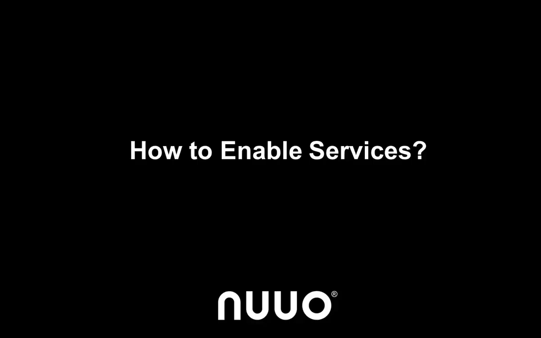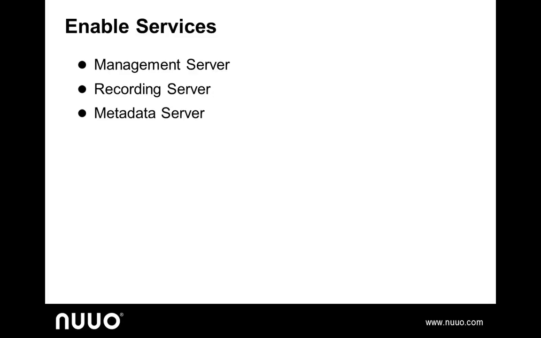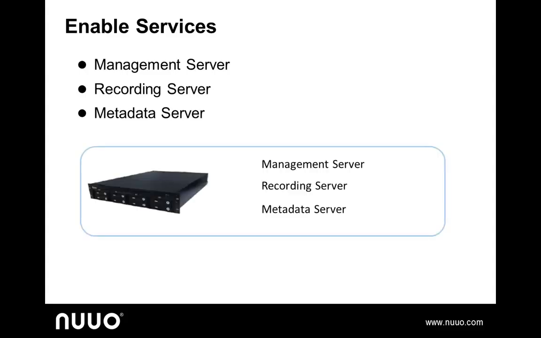Now that the basic settings are done, let's see how to enable services on Titan. There are 3 types of services: Management Server, Recording Server, and Metadata Server. To facilitate all your needs and project requirements, Titan offers full flexibility and cost-effective solutions by allowing the use of one service, or more, from your Titan. Let's go back to the installation wizard and see how to set up these 3 services on Titan.